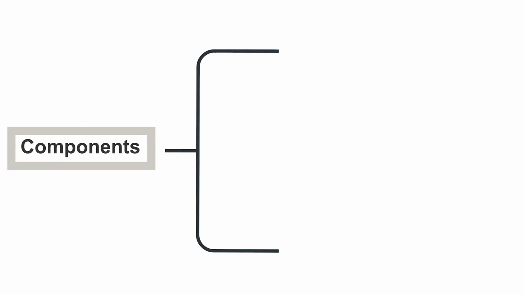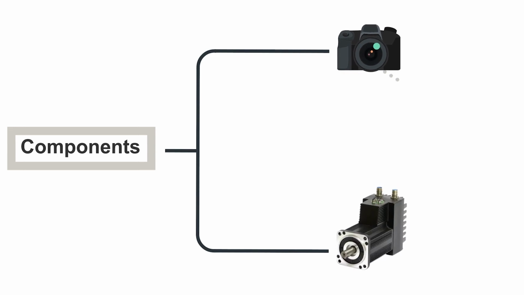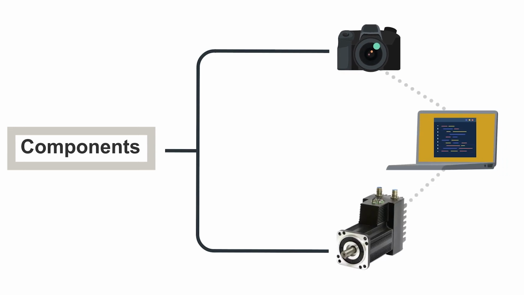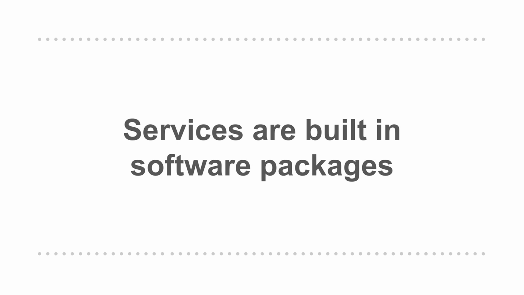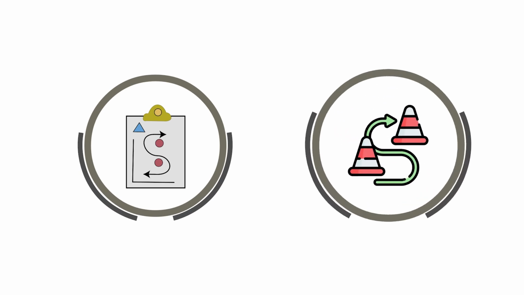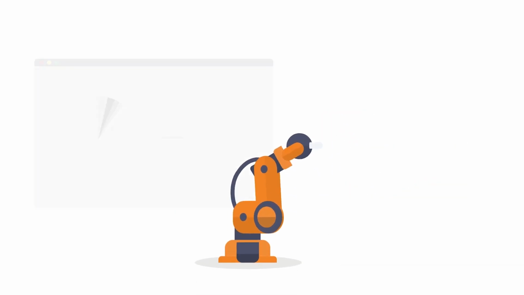Components represent the physical hardware in your system, such as cameras or servo motors, paired with software to ensure smooth operation. Services are built-in software packages that provide advanced capabilities, like motion planning for navigation and obstacle avoidance, without requiring complex coding.